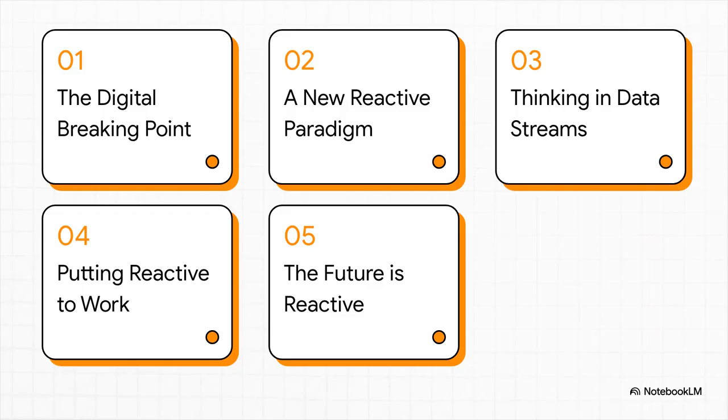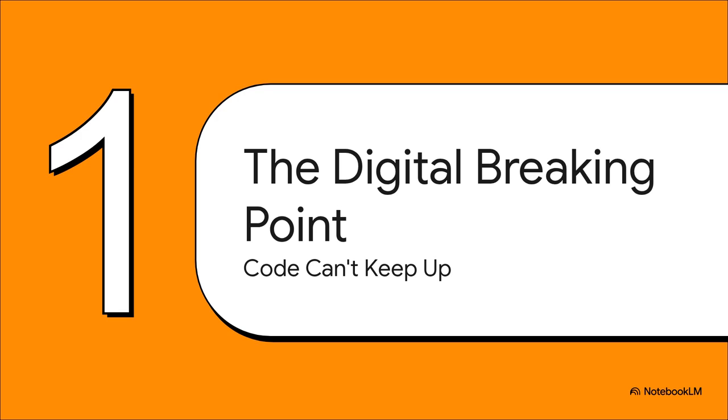So here's how we're going to break it down. We'll start by looking at why our old ways of coding are kind of hitting a wall. Then we'll get into the new reactive paradigm itself, understand what it means to think in data streams, and see where it's being put to work in the real world. And finally, we'll take a peek at what's next. All right, let's set the scene.